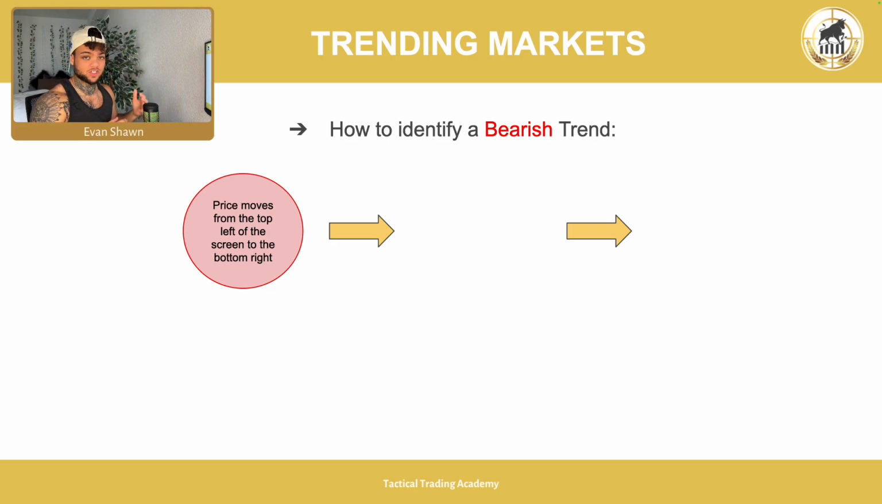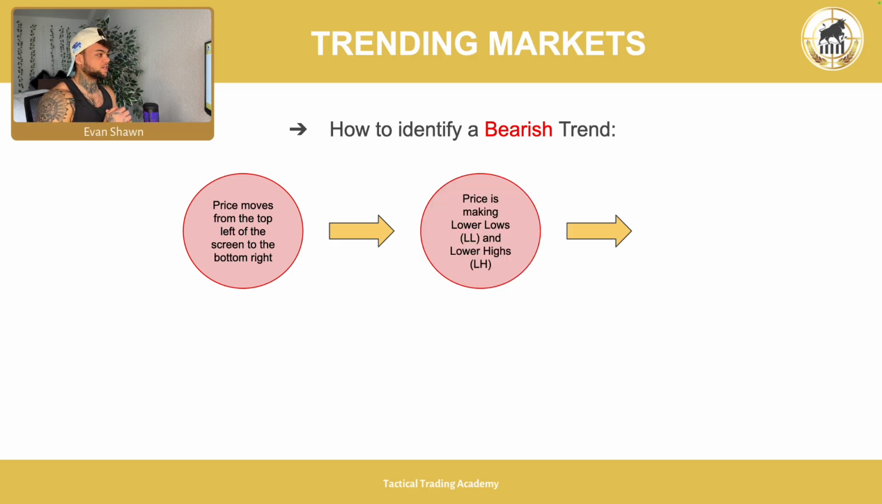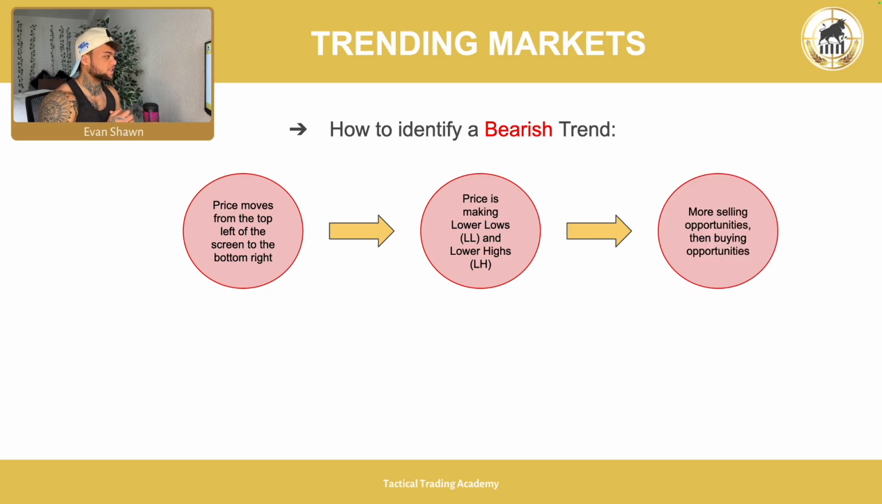Now when you see that the chart is moving like that, then it is a bearish trend. Then also price is making lower lows, LL, and lower highs, LH. And obviously here in this market condition, we have more selling opportunities than buying opportunities. And ultimately, this is how a bearish trend would look.